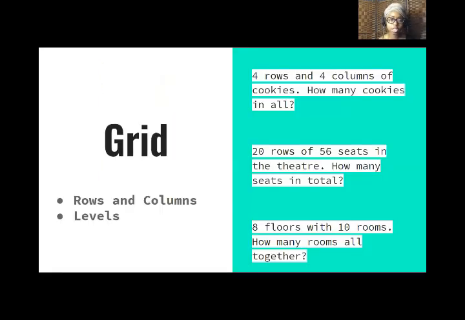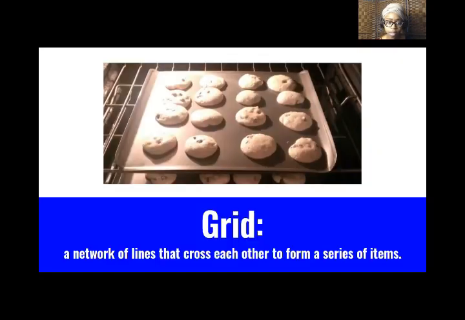All right, so with grids, we're going to be talking about rows and columns or levels. So let's look at the first example. It says 4 rows and 4 columns of cookies. How many cookies in all? So that was what we have on this cookie sheet right here, 4 rows and 4 columns. So rows go left to right and columns go up and down, okay?